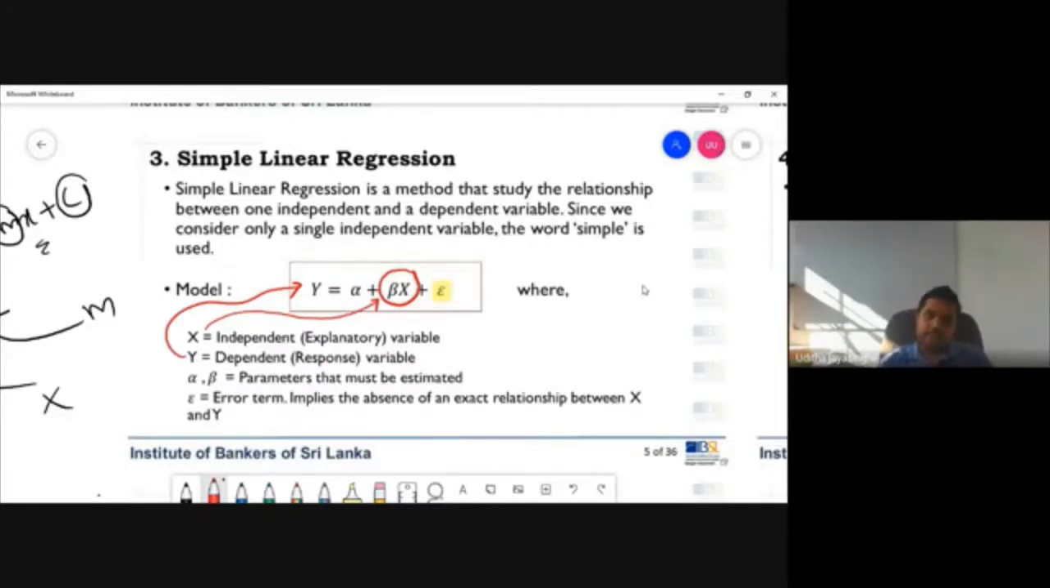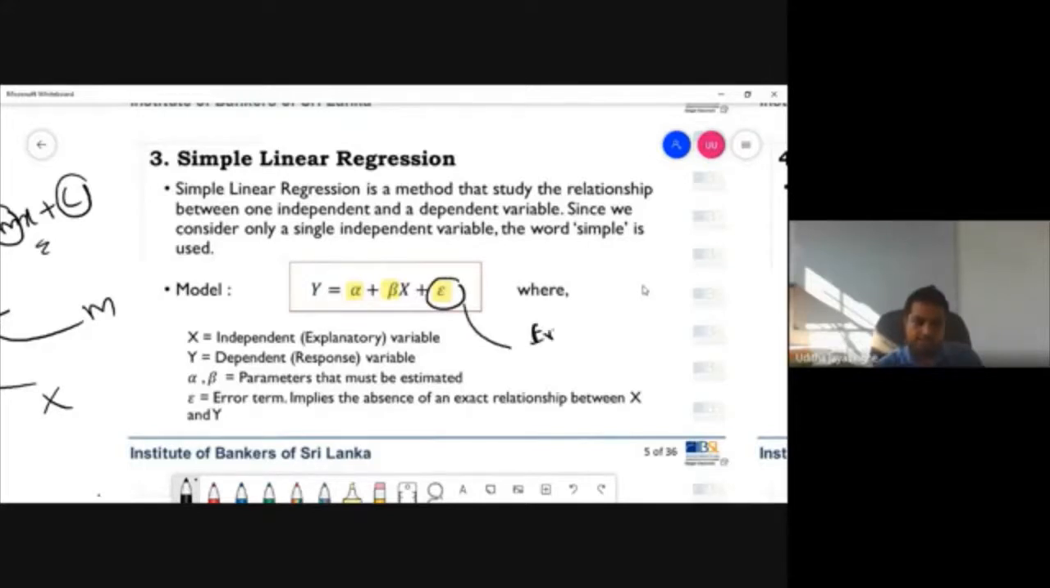And these alpha and beta are parameters that must be estimated. We don't know these values and we have to estimate them. This epsilon, this problem child, is the error term. This implies the absence of an exact relationship. Now, this is the answer for the last discussion. This is going to imply the absence of an exact relationship between x and y.